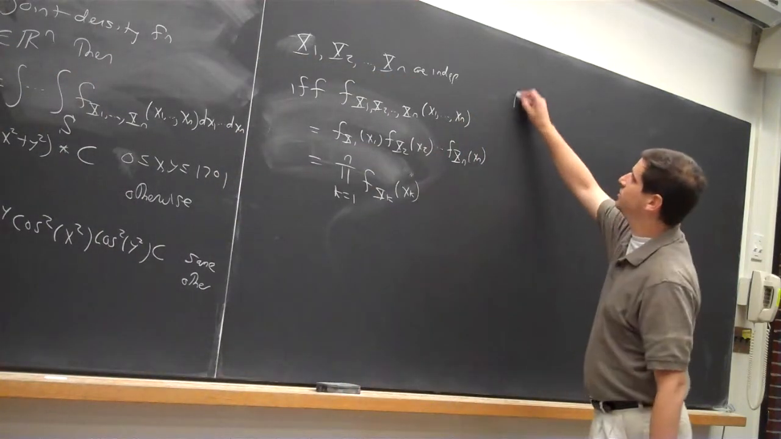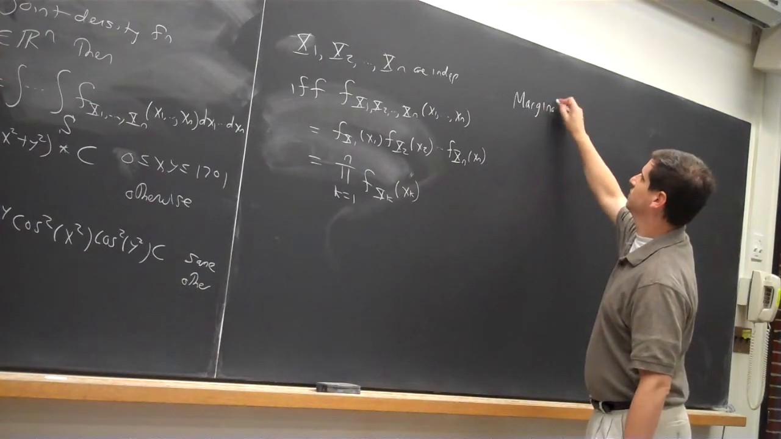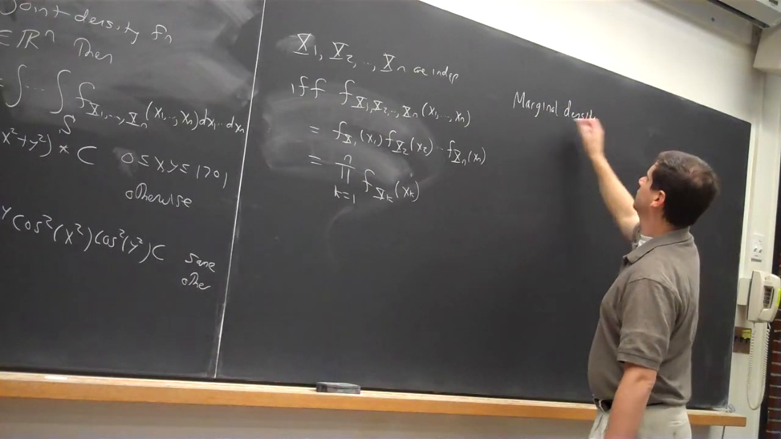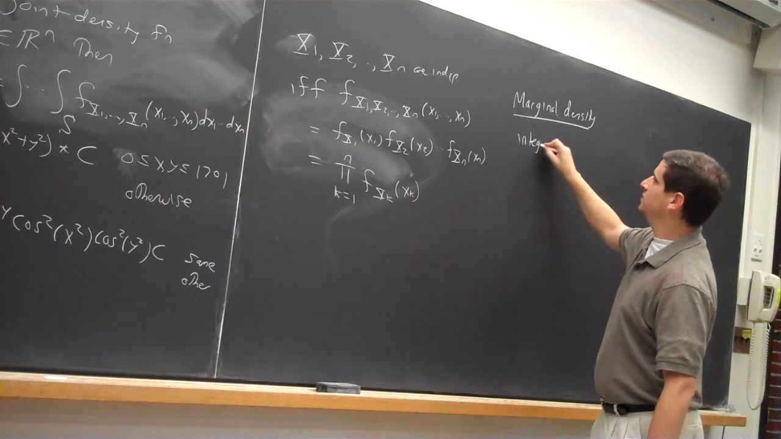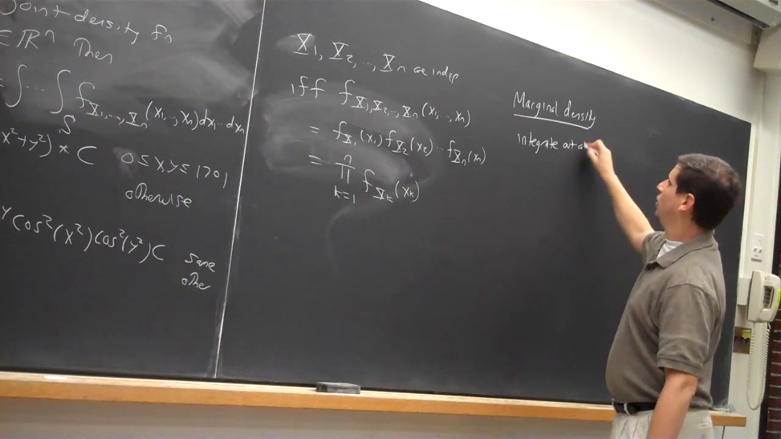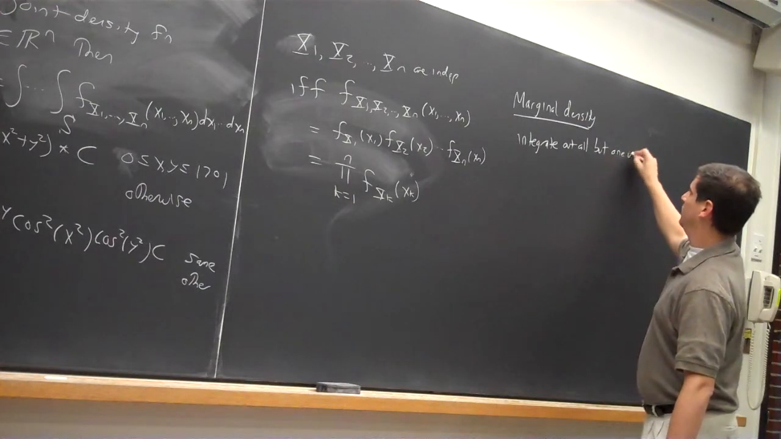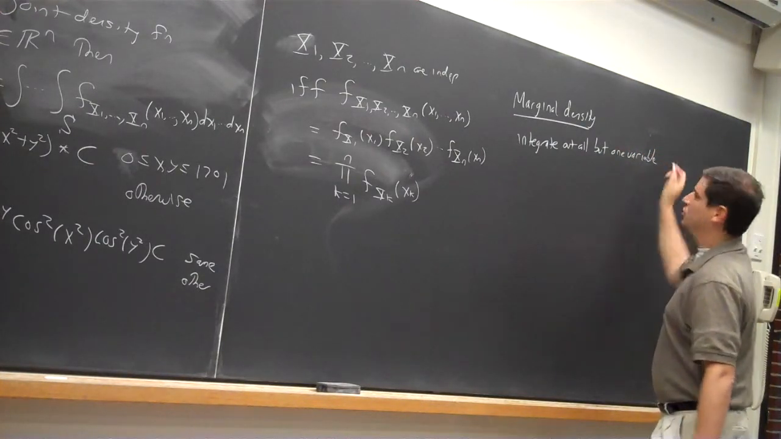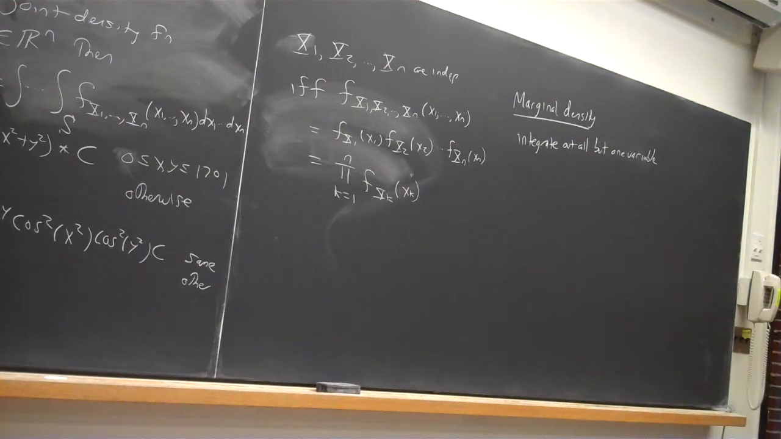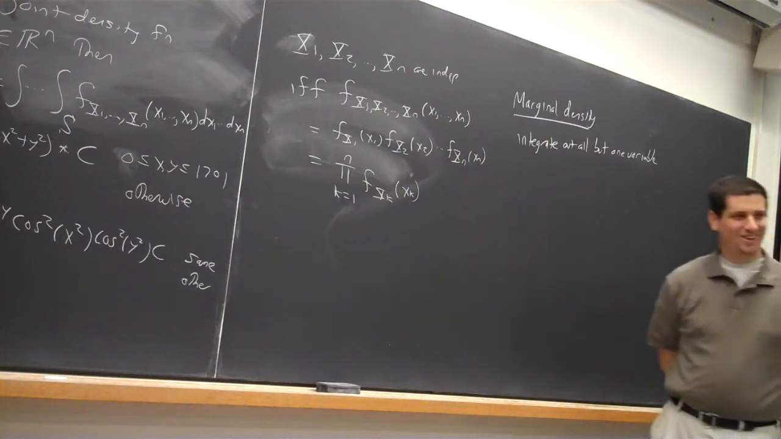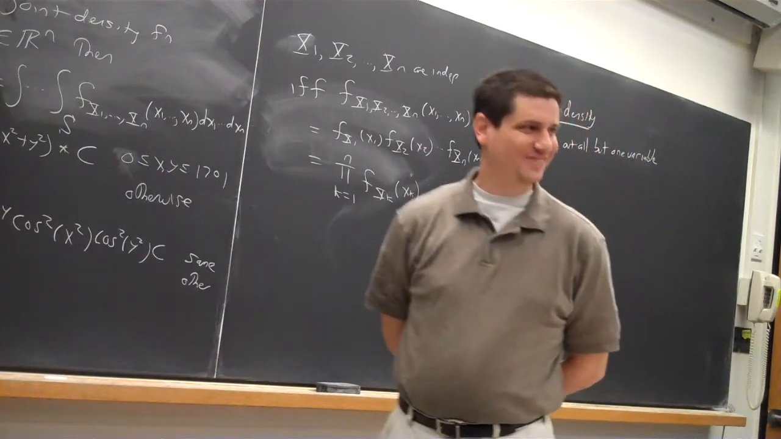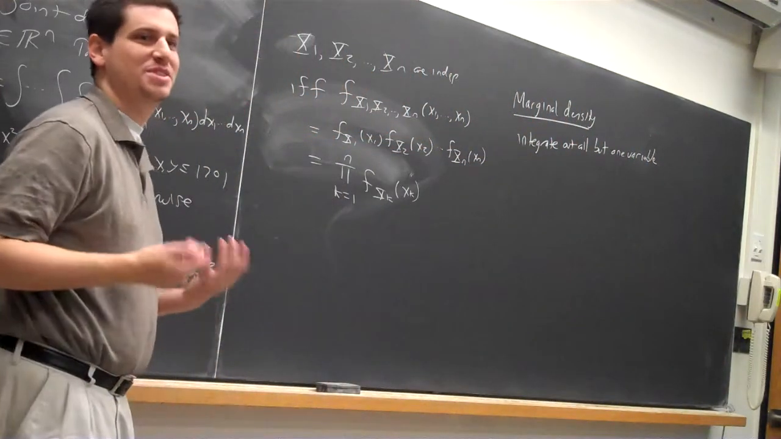So related to this is the notion of a marginal density. So you basically integrate out all but one variable. So what value of n has the easiest marginals to calculate? So for what value of n do you think it's very easy to calculate the marginals? 0, 1. No. Which? 1. 1, right? If n equals 1, the marginal density is the same as the density.